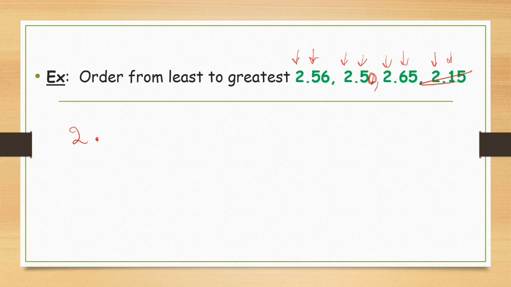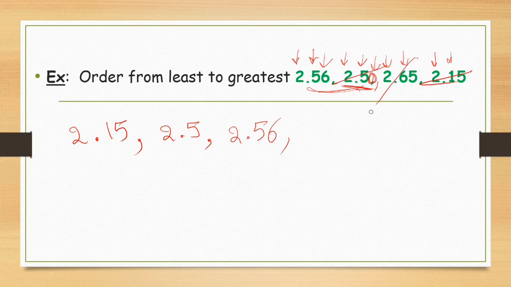I will write the first one: 2.15, and comma. Now compare. You have 5, 5, and 6. Of course, one of the 5s will be next, but which one? Now I will compare the 6 and the 0. Which one is less? Yes, 2.50. So I will cancel this. I will write 2.5. I will not write the 0 because this was the original question. And of course next will be 2.56, and at the end the greatest one, which is 2.65.